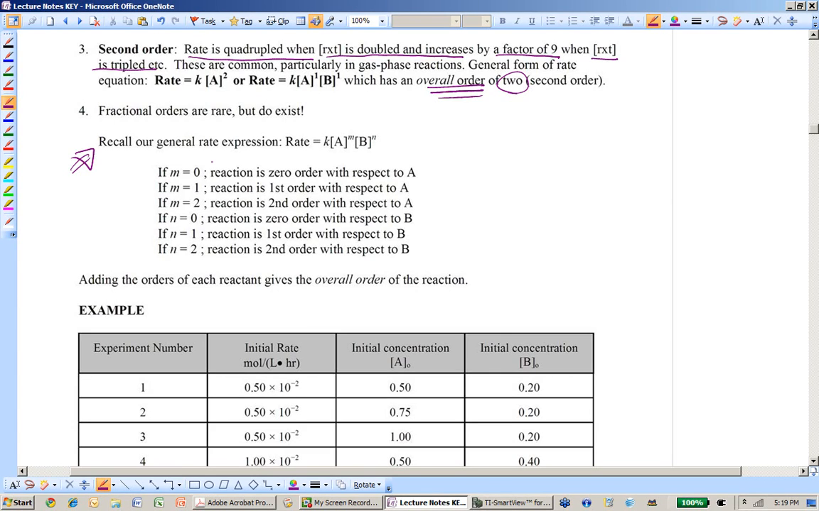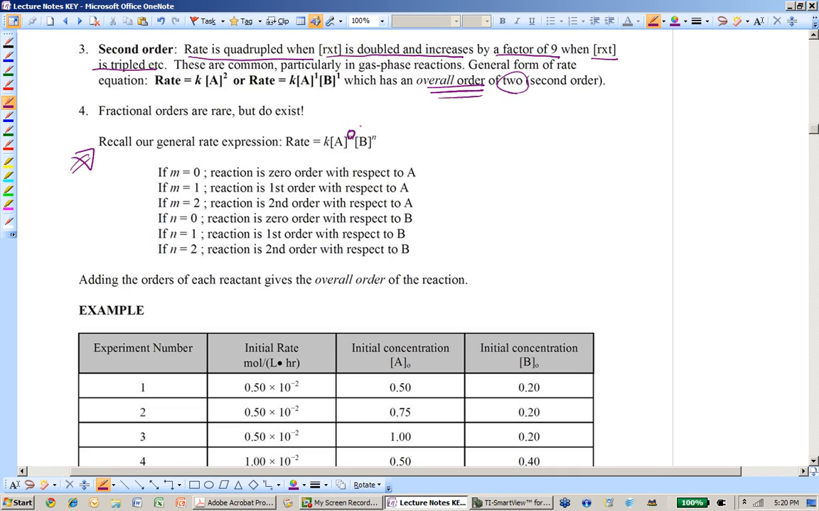Recall our general rate expression. Rate equals K, [A] to this exponent and [B] to this exponent. They use different letters so you don't think they're the same, because we have to actually analyze data to figure this out. So if m equals 0, this is the lingo you have to adopt, because you have to explain these exponents on a free response question. If the exponent, or m if you prefer, is 0, the reaction is 0 order with respect to A. So what we're saying is if m was 0, the lingo to talk about that is the reaction is 0 order with respect to A.